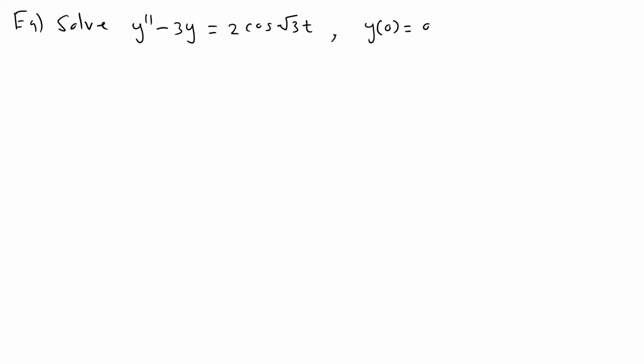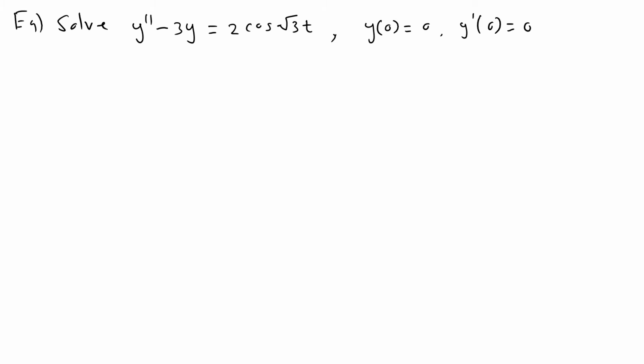So as the next example, we're going to do this one. Let's say solve y double prime minus 3y equals cosine of square root 3t. Let's assume that the initial conditions are 0. So y(0) equals 0 and y prime(0) is also equal to 0. So both initial conditions are 0.